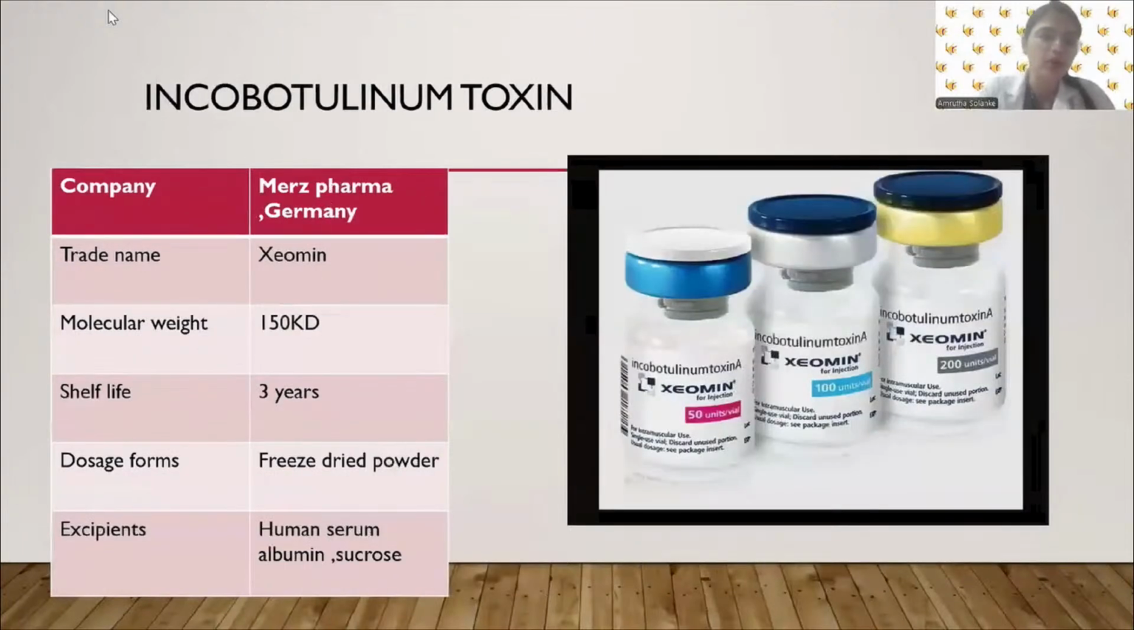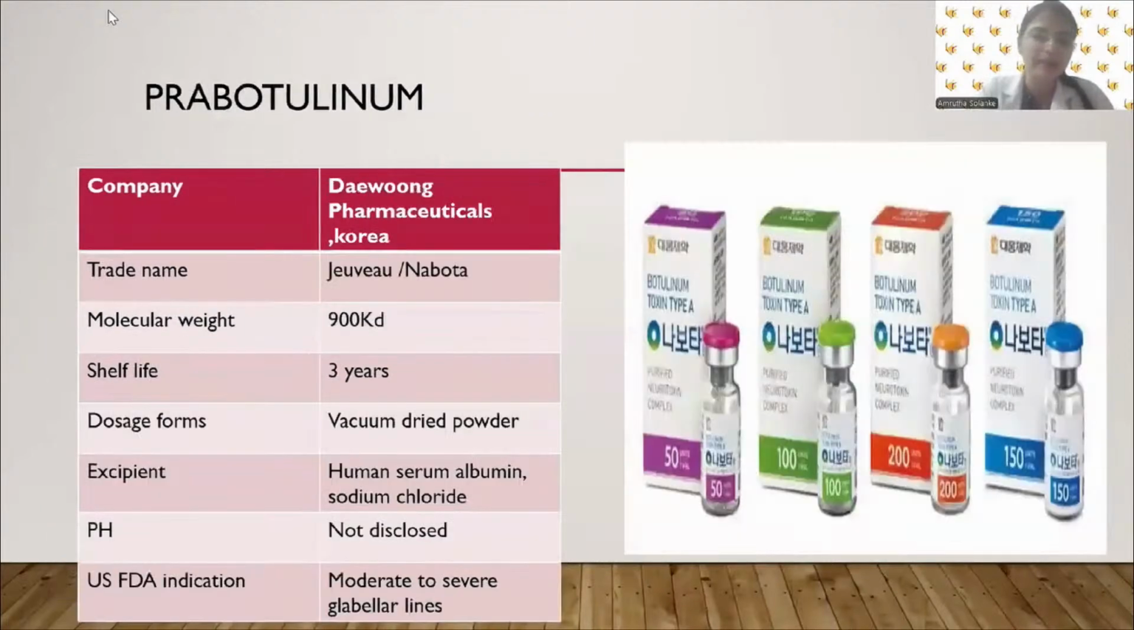Coming to incobotulinum toxin by company Merz Pharma Germany. Trade name is Xeomin. Molecular weight is 150 kDa. Shelf life is 3 years. Dosage form is freeze-dried powder. Excipient human serum albumin and sucrose. It's available as 50, 100 and 200 units per vial.